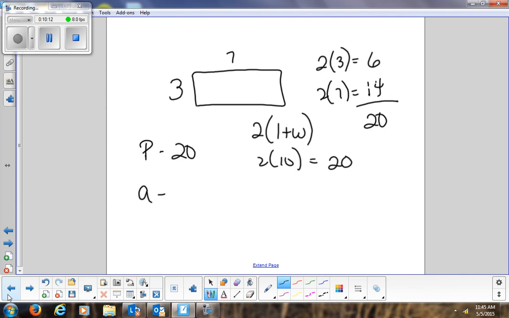Okay, 7 times 3 is 21. You need to know the math of it, otherwise you're going to be redrawing everything on scrap paper. But that's okay. If you need to do that, do that.